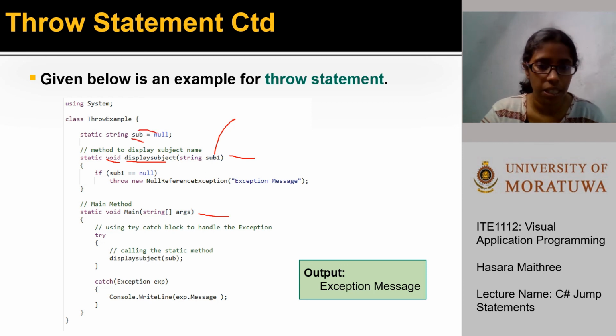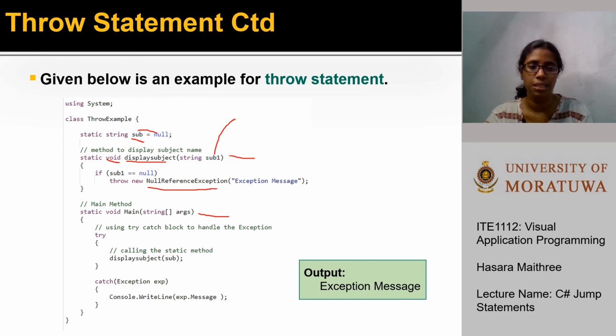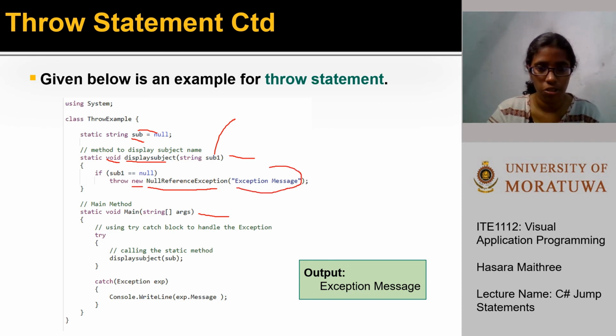Now let's see what this method does. It checks whether the parameter that is passed to the method, which is sub1, is null. If it is null, then it creates a new object from the exception class null reference exception. So in C# we have this exception class called null reference exception, from which we can create new objects. So using this new keyword, we create a new null reference exception object and we throw it to the program flow. And also we can pass a message here. So here we have put it as exception message.